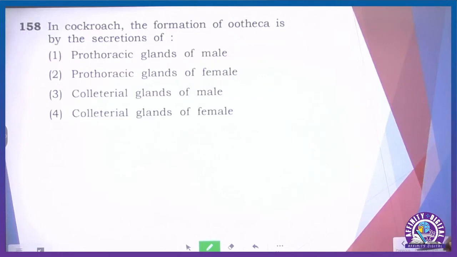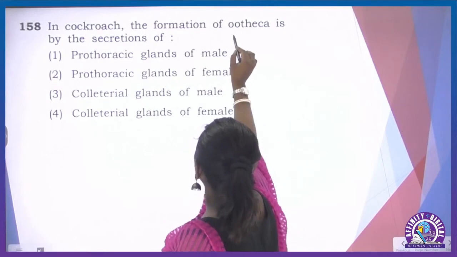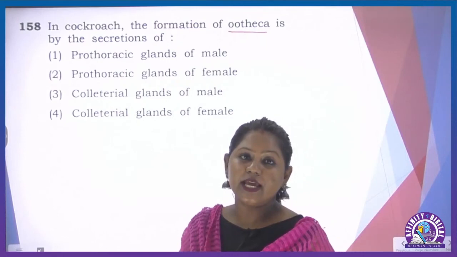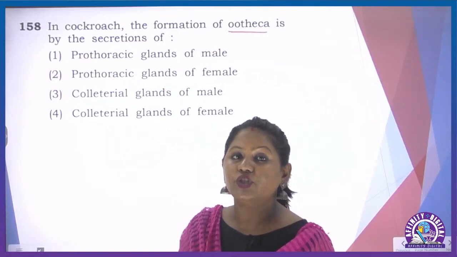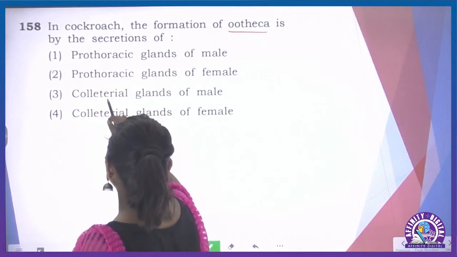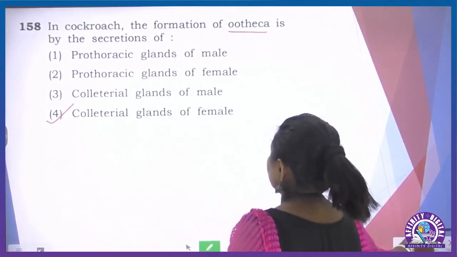In cockroach, the formation of ootheca is by the secretion of, ootheca is the cluster of eggs, 14 to 16 eggs, jo hai wo glue ho jayega by the secretion of the collateral gland, which is present in the female cockroach. So, prothoracic gland nahi hoga, isko skip kar do. Collateral gland is correct, but it belongs to female. So, option 4 is the correct one.